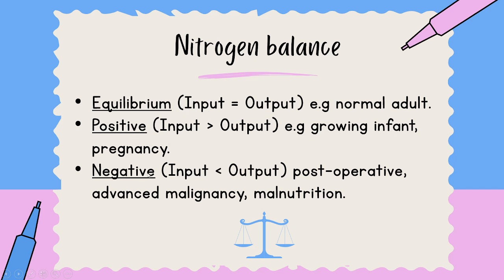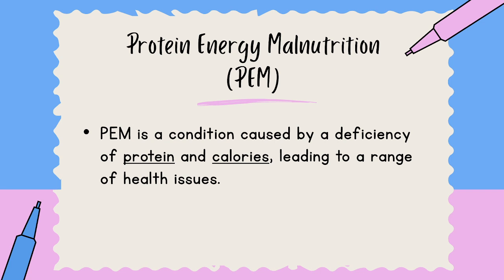Nitrogen balance could also be negative, that is to say the input is less than the output. So there is more degradation, for example, and more utilization, and this characterizes postoperative states, advanced disease, malnutrition, as well as some types of chronic infections.